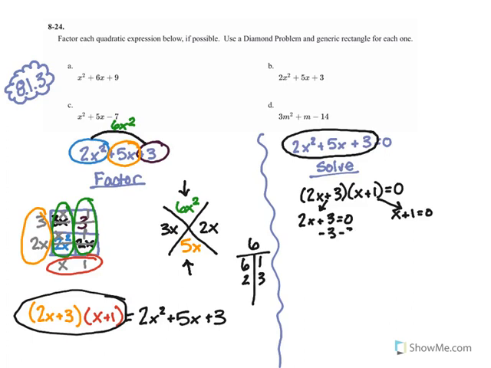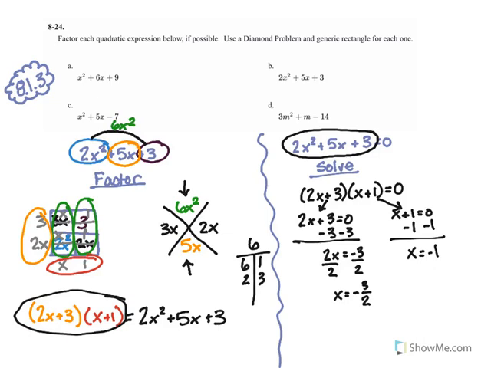So I'm going to subtract 3 from both sides, and I get 2x equals negative 3, and divide by 2, and I get x equals negative 3 halves. Over here I'm going to subtract 1 from both sides, and I get x equals negative 1.